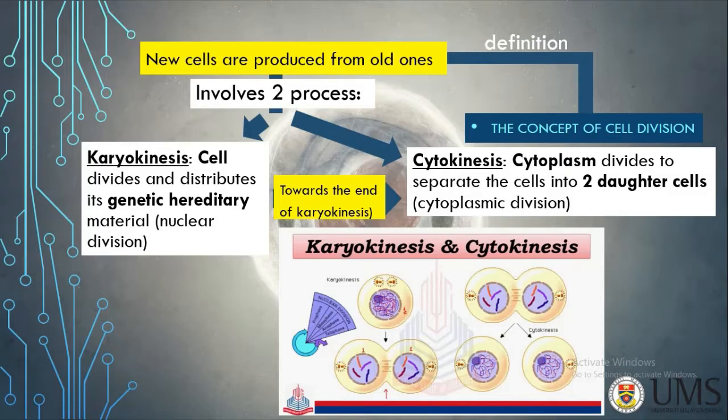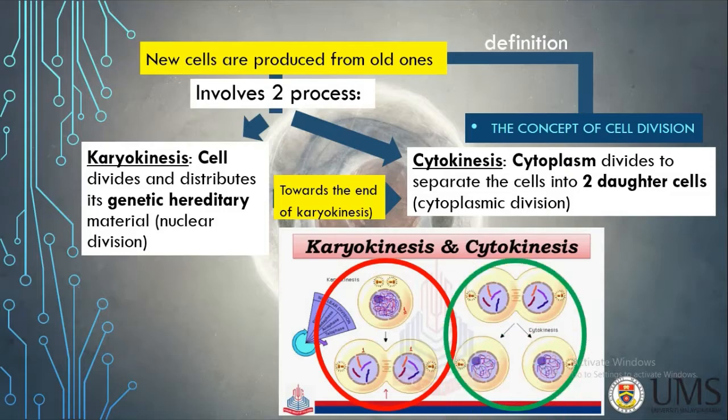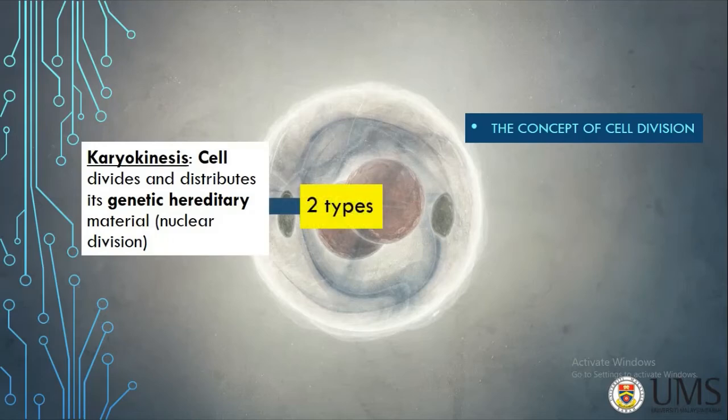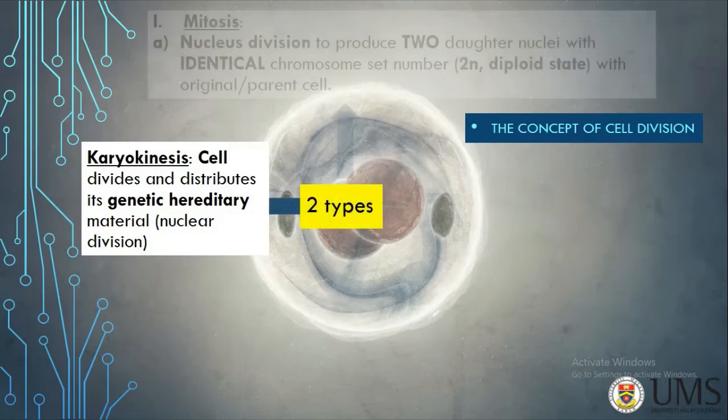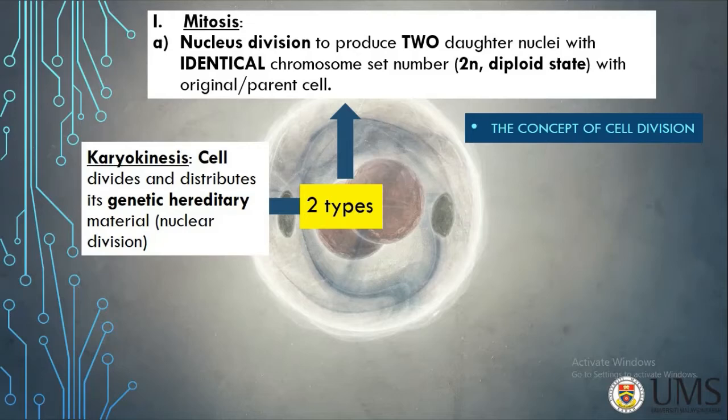This process can be shown in the figure, where in karyokinesis, the cells start to separate themselves, and moving towards the end of karyokinesis, the cytoplasm divides to produce two daughter cells. Karyokinesis can be divided into two categories. The first category is mitosis, in which the nucleus divides to produce two daughter nuclei, which are identical to its parent. In other words, the daughter cell produced is completely identical to the parent cell and exists in diploid state.